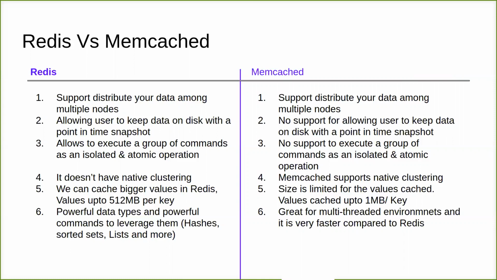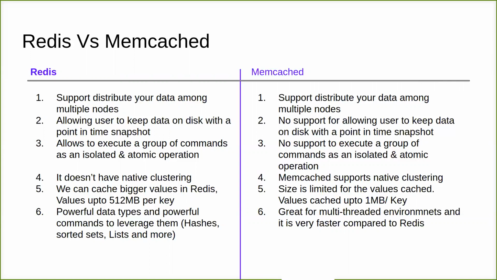Redis cache doesn't have native clustering, while Memcache supports native clustering. We can create multiple clusters on that. And with Redis cache, we can store bigger values. This cache is nothing but key and value pairs. In Redis cache, I can store 512 MB per key in the values. So it is very huge data that we can keep on the Redis cache. Coming to Memcache, the value size is very limited: we can keep up to 1 MB per key. And Redis has powerful data types and powerful commands to leverage.